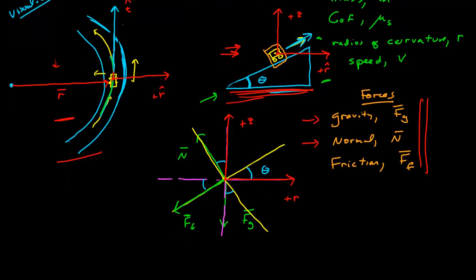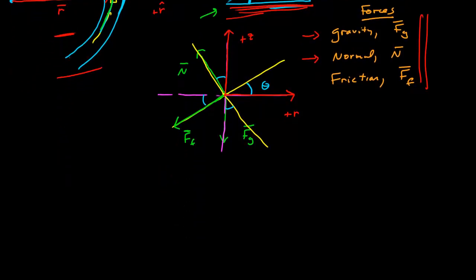All right, but now that I have a set of coordinates, I can vector sum my forces. First, my normal force. I want to find my normal force on my R and Z.